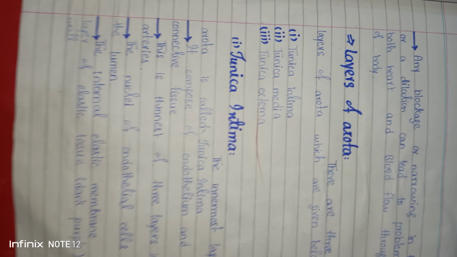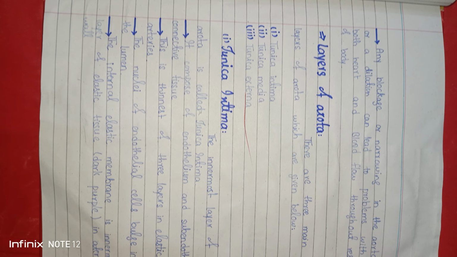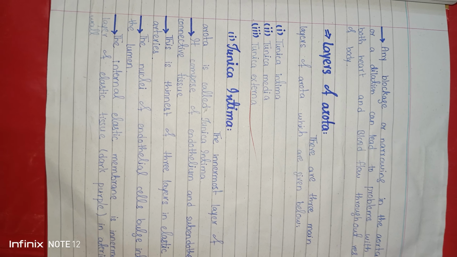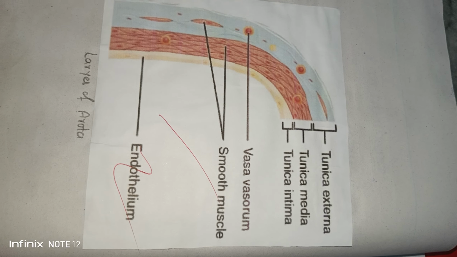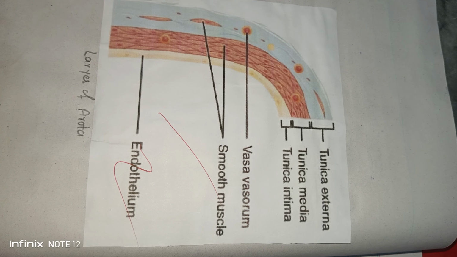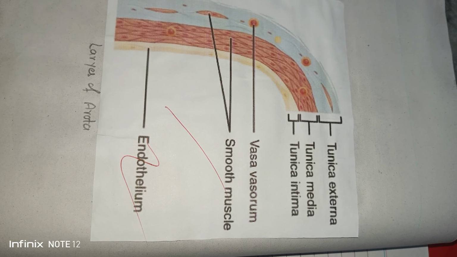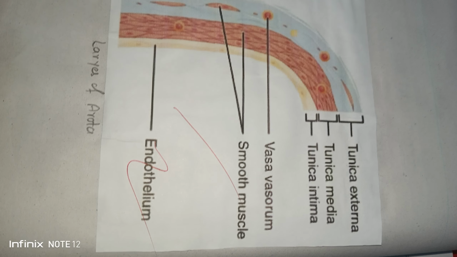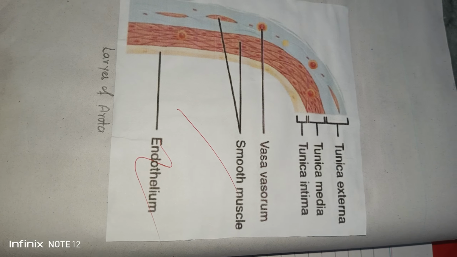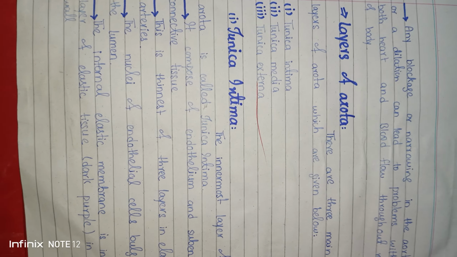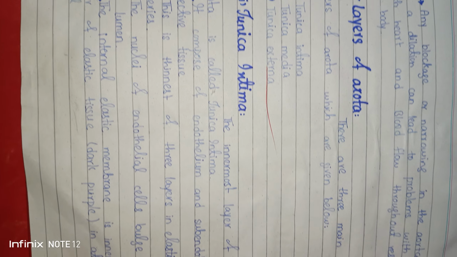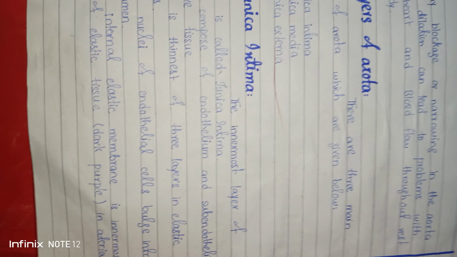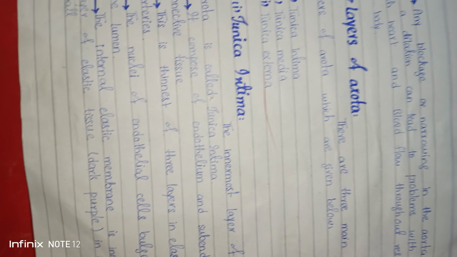So tunica intima is the first innermost layer of aorta, and it is composed of endothelium and subendothelial connective tissue. It is the thinnest layer of the aorta. So as you can see, here is the diagram. You can see the tunica externa, it is a thick layer, while the tunica media is the middle layer, and at the last tunica intima, which is the innermost layer, and you can see its thickness, that it is the thinnest layer. So the nuclei of endothelium merge into its lumen. So it also has nucleus, and the internal elastic membrane is the innermost elastic layer, and it is dark purple in the aortic wall. Okay.